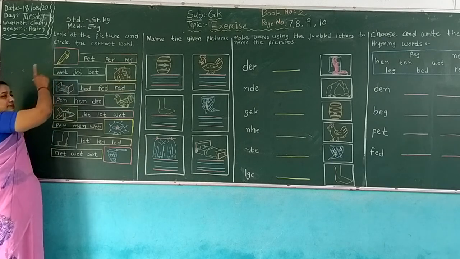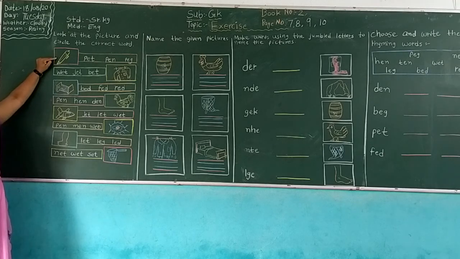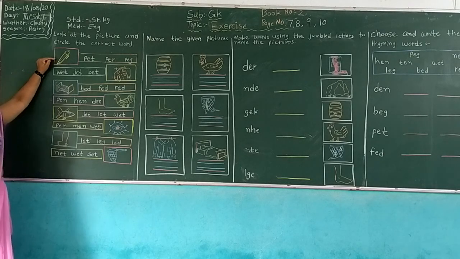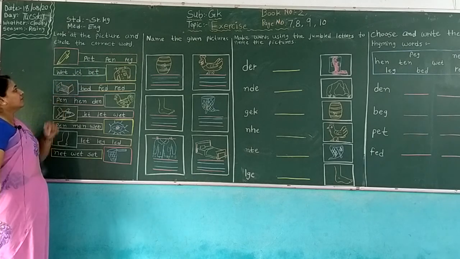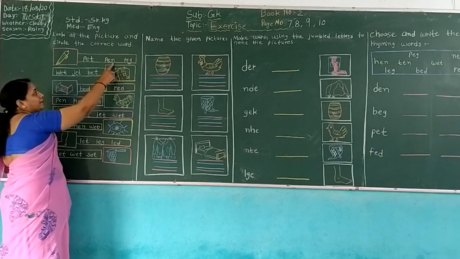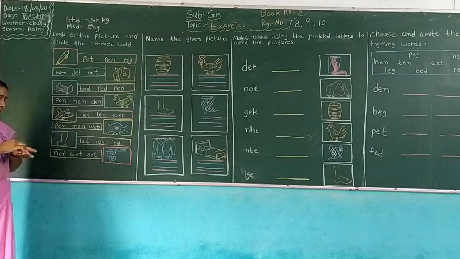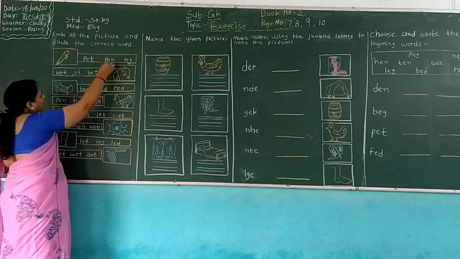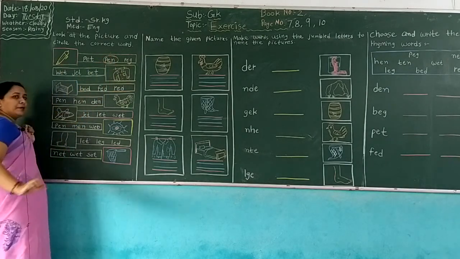Which picture is this? Children, which picture is this? It's a pen picture. So we read which word is there. Pen. Peg, pen. Where do we circle? Pen. Okay, it's related to this picture.